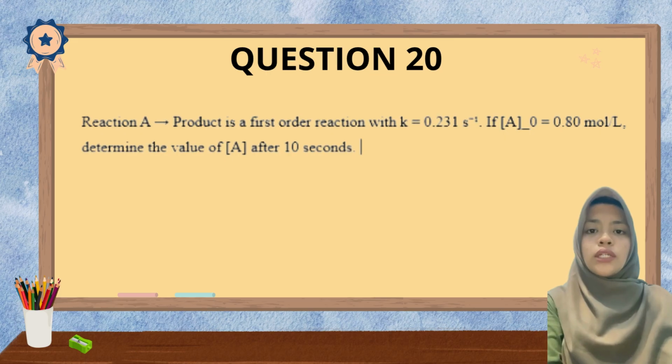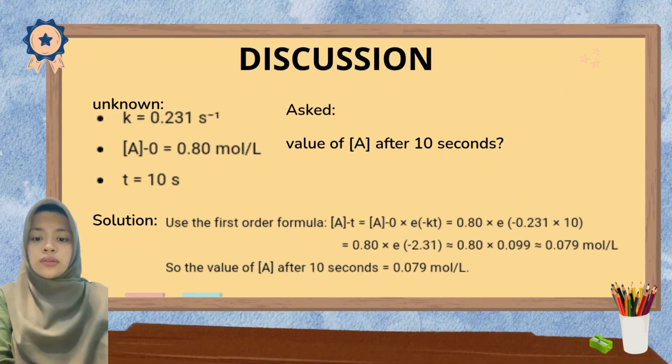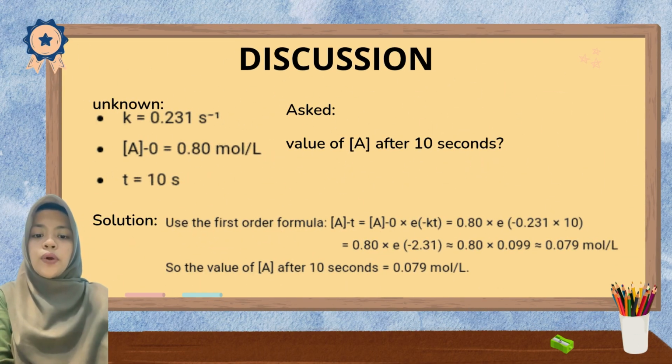Know that k equals 0.231 per second. Concentration of A initial is 0.80 molar. t equals 10 seconds. The question asks to find the concentration of A after 10 seconds. The answer or solution, we use the first order rate law equation. A at time t equals A initial times e to the power of minus kt.